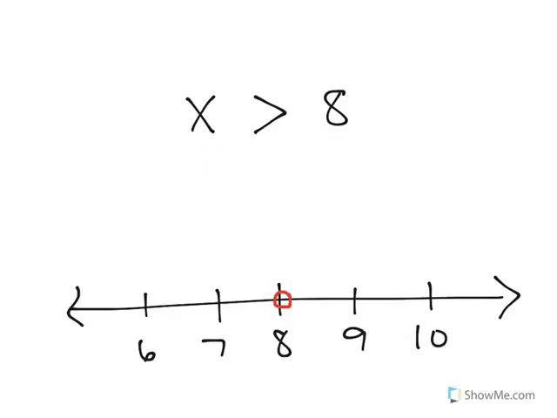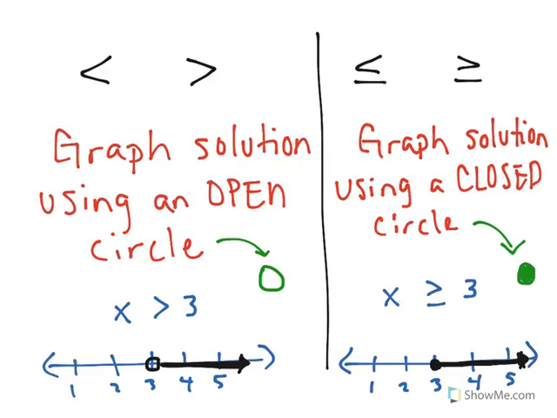No, we know it's going to have to go towards the right. 9 is bigger than 8, 10 is bigger than 8, and so forth. So my line is going to go to the right. Okay, all right, let's try another, or let's review.